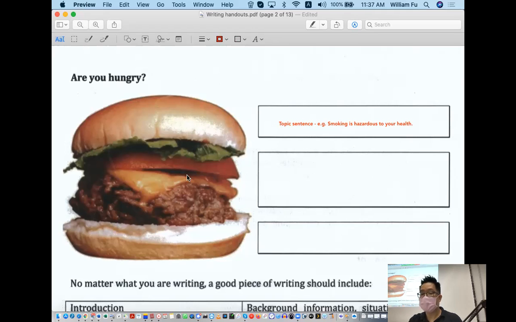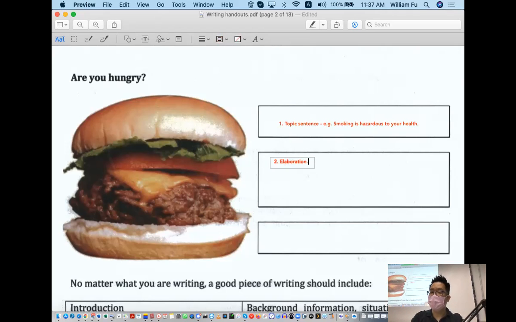It's the top of the paragraph. What about the meat part? What does it mean, the meat part? Evidence and explanation. Yes, this is number one. Now, number two is the elaboration.